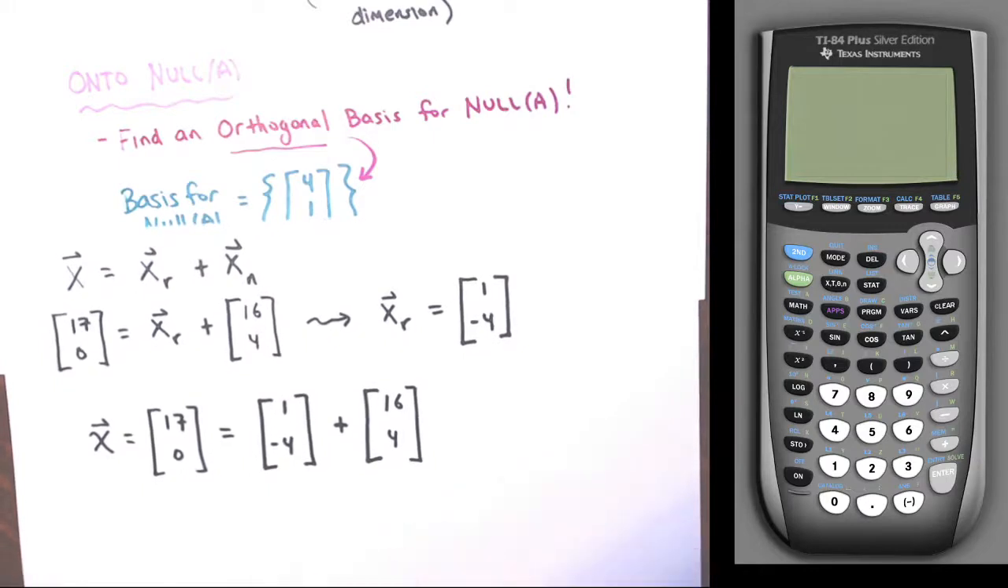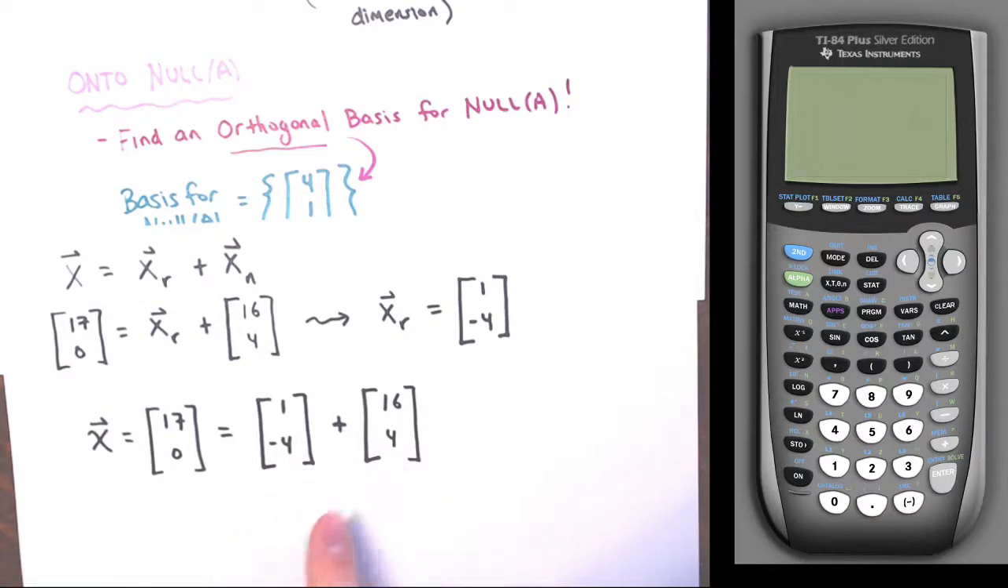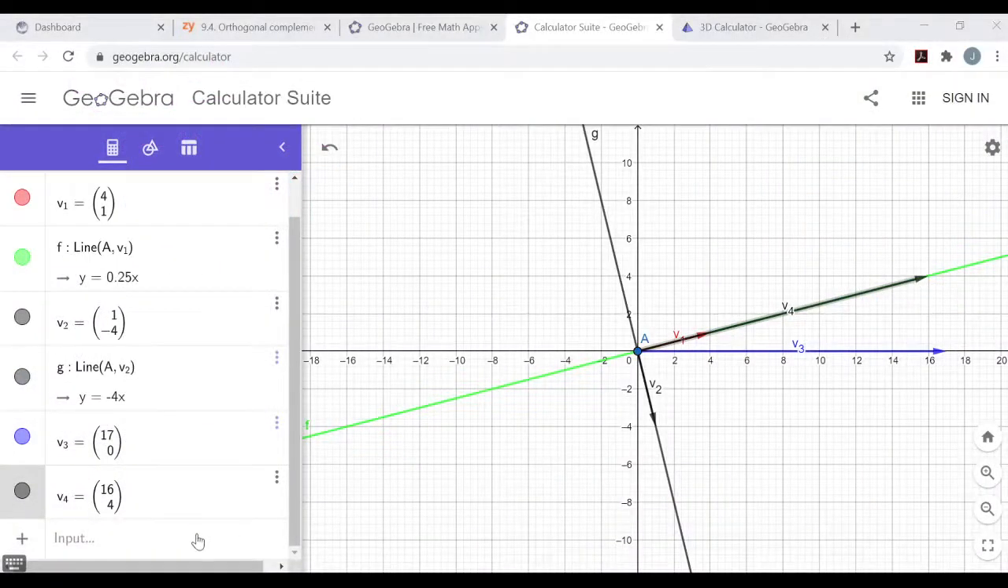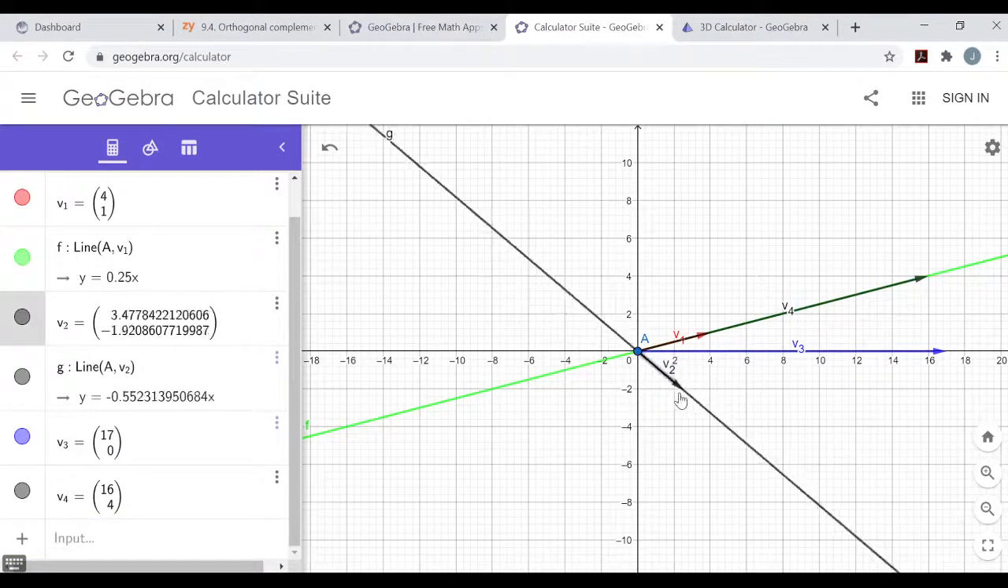And let's see if that works out. Right? And these are two orthogonal vectors, right? Take 1, negative 4 and 16, 4, do their dot product, you're getting 0. You're getting 16 minus 16. Right, so back on the page here, let me put in the vector 1, negative 4. Well, it's already there. Right, that's v2.